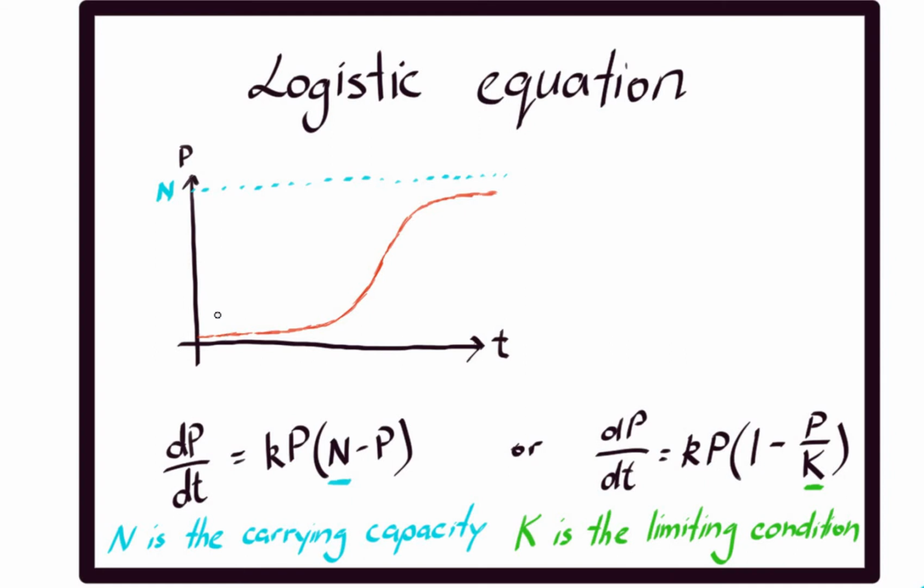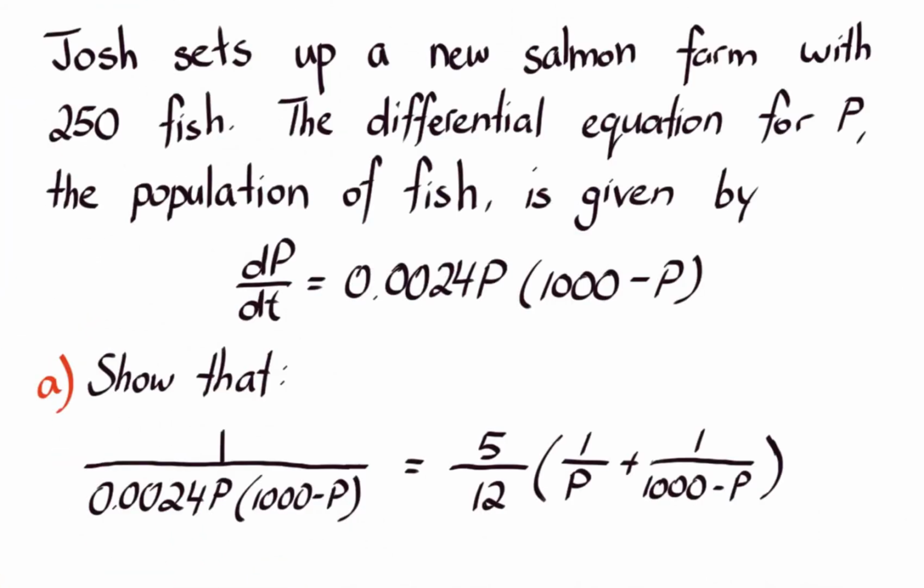Okay, let's get into our example for this video. Josh sets up a new salmon farm, as you do, with 250 fish. The differential equation for P, which is the population of fish, is given by dP/dt equals 0.0024P times (1000 minus P).